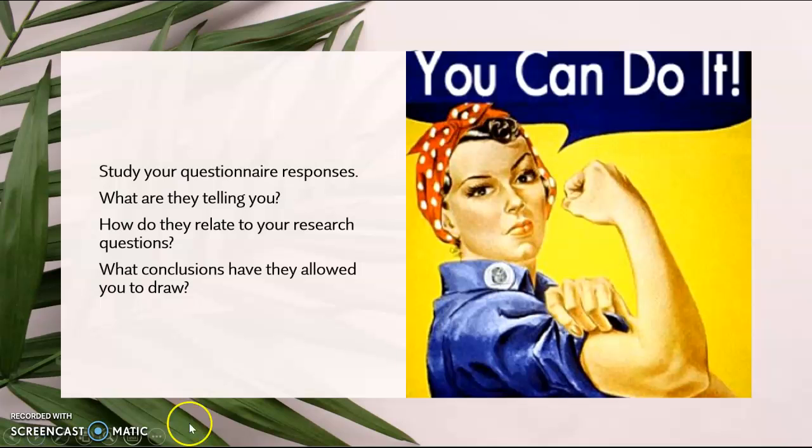So that's a very brief overview, but I hope I've unpicked some areas that have been concerning you when it comes to using your questionnaire data. You can do this. You've got this. Study your questionnaire responses. What are they telling you? How do they relate to your research questions? And what conclusions have they allowed you to draw?